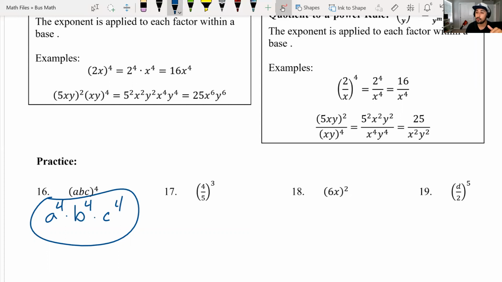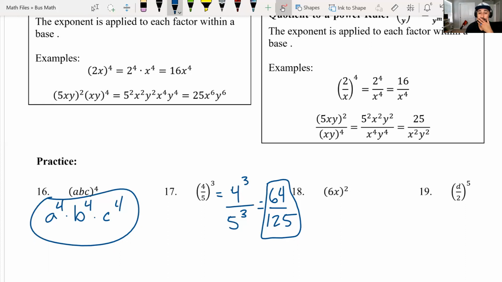17, 4 over 5 cubed. This becomes 4 cubed over 5 cubed. And simplify that. 4 cubed is 64. 5 cubed is 125. How do I know what those cubed are? Well, type them in a calculator. Okay.